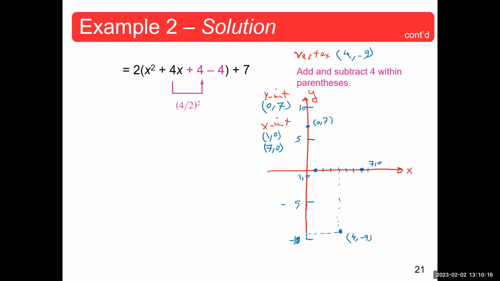Remember, we had a positive x squared. That means facing up. So let's connect all of this. Oh, I missed. Let's try again. This is the plot: y-intercept, x-intercept, and the vertex.